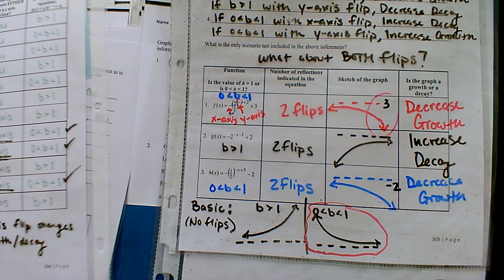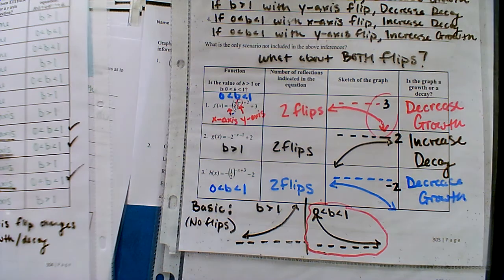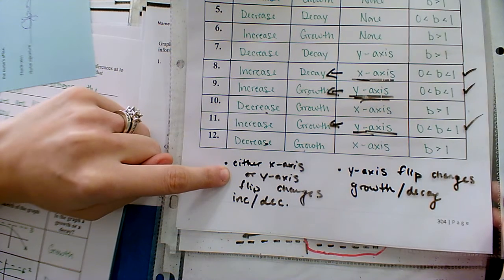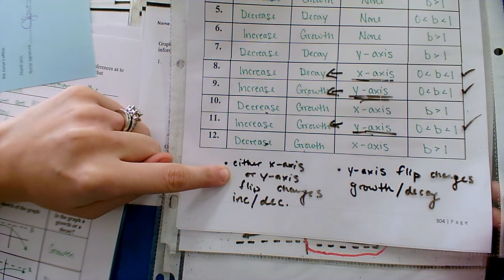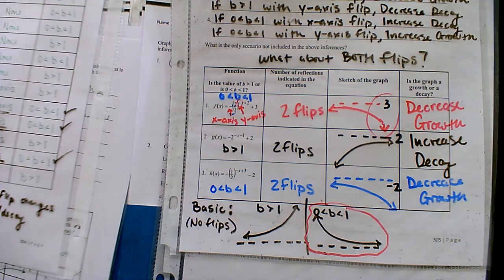Okay, so these are just rough sketches. We can start to get a better feel for the graph when we start to include that horizontal asymptote location. All right, let's take a look at one more thing. When we said previously, either an x-axis or a y-axis flip changes the increasing and decreasing nature, what happens if we have both?